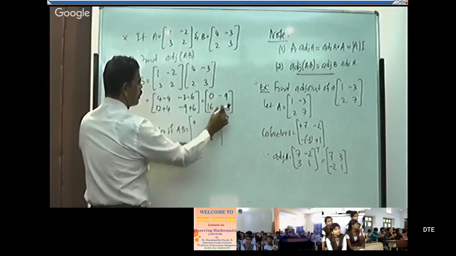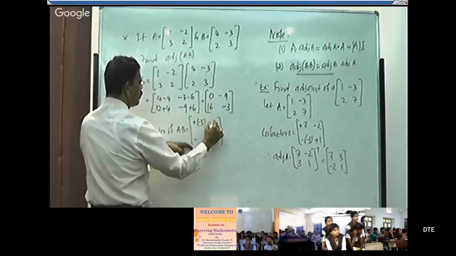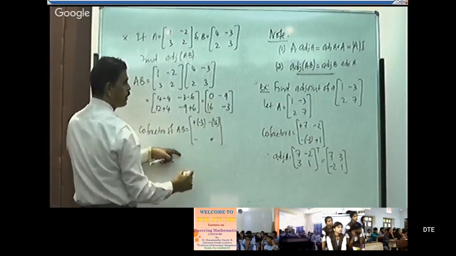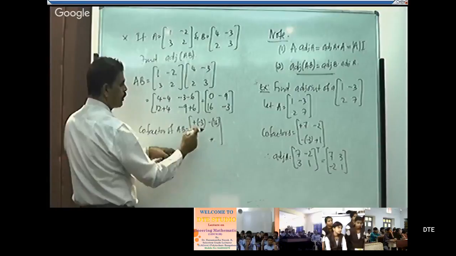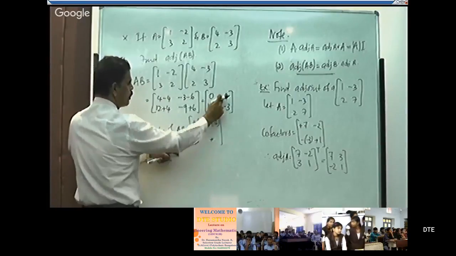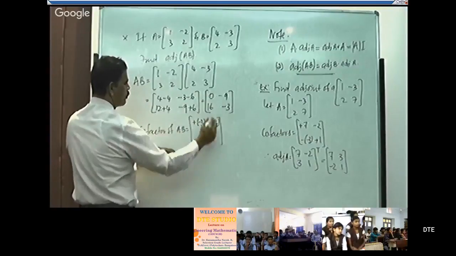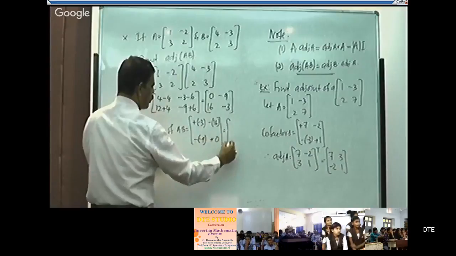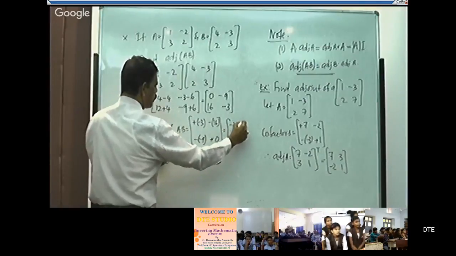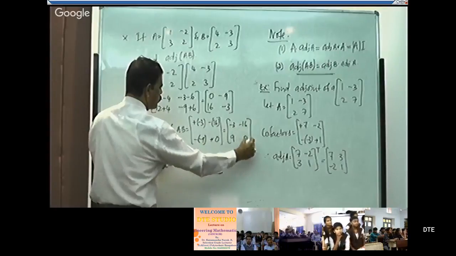For 0, it is minus 3. For minus 9, it is 16. Whatever the values I am writing in bracket, they will be the minors. Along with the plus or minus, it will become cofactor. For 16, it is what? Minus 9. For minus 3, it is 0. This is cofactor, right? Minus 3, minus 16, minus of minus plus 9, 0.